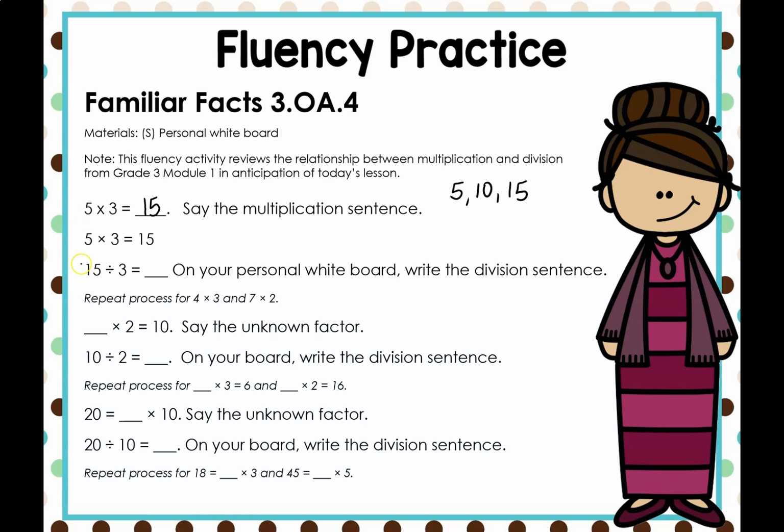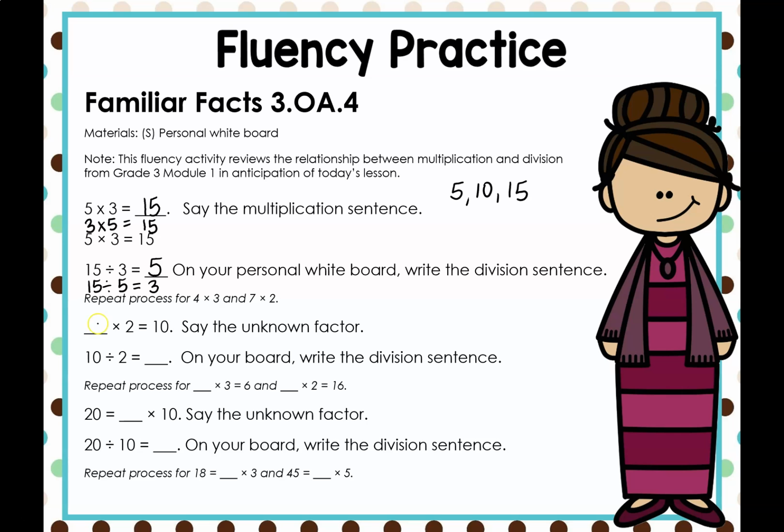So the related division sentence for 5 times 3 equals 15 would be 15 divided by 3 equals 5. Or it could also be 15 divided by 5 equals 3. Okay, so it's important for these problems to remember that commutative property as well. Okay, so let's do one more.